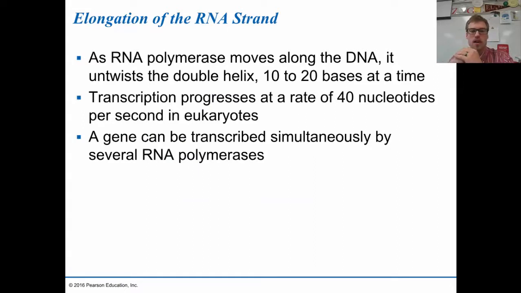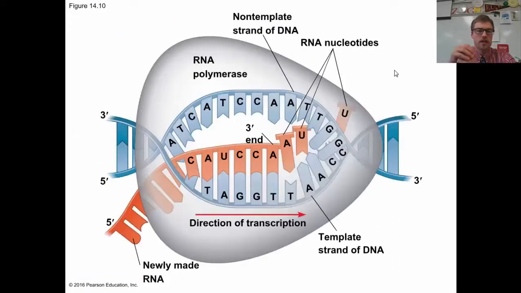As RNA polymerase moves along, it is untwisting the DNA helix and adding in nucleotides. A gene can be transcribed simultaneously by several RNA polymerases. So once one gets far enough along, it can begin to be transcribed by a new RNA polymerase. Here's an inner picture showing you the direction of transcription.